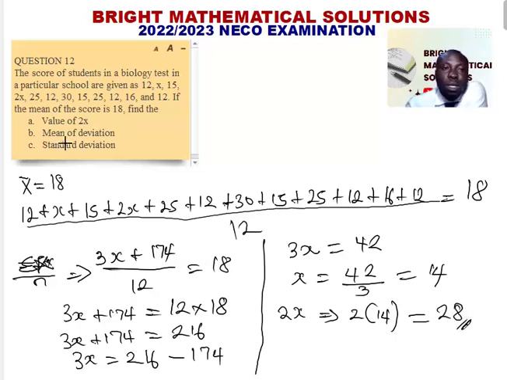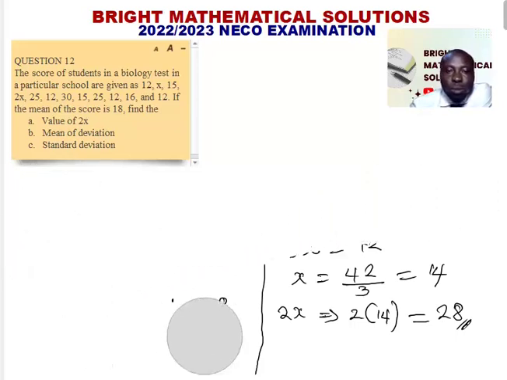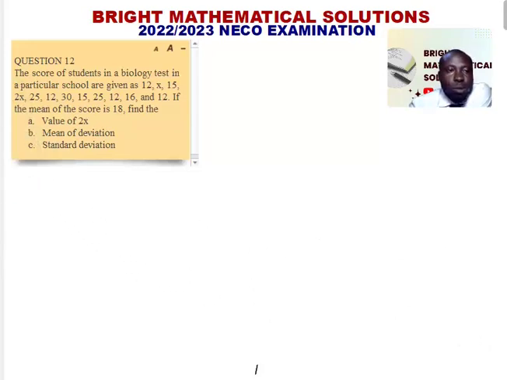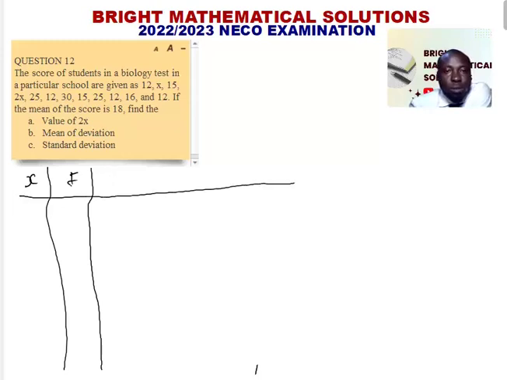So the next question is the mean deviation. Now to find the mean deviation, we must at first draw a table. So let us draw a table. For x, I'm going to draw a frequency table. Now recall that our x is 14, so let us write out our data.